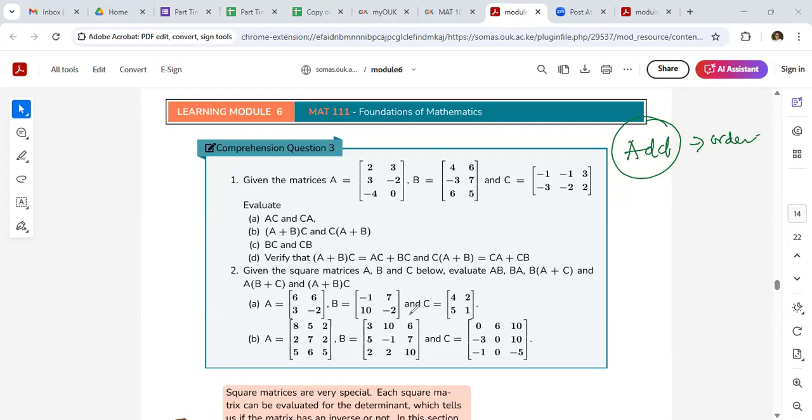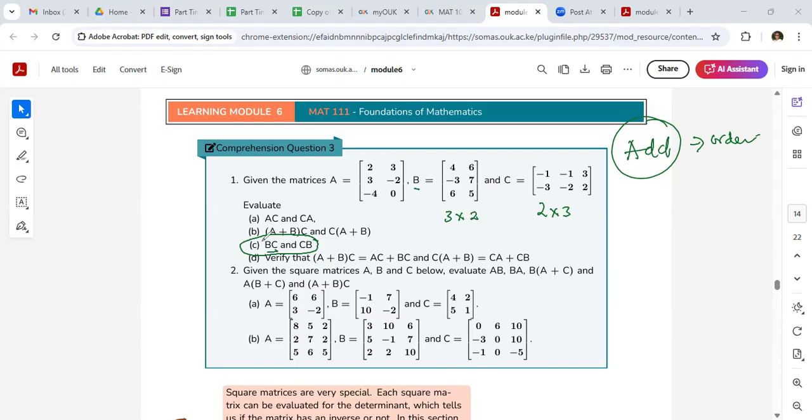So kindly take up this exercise. You can find all these values. Can I give you a few minutes to work on this? I want you to work on this because you want to establish. Notice that B is of order 3 by 2, and then C is of order 2 by 3. So we have BC.